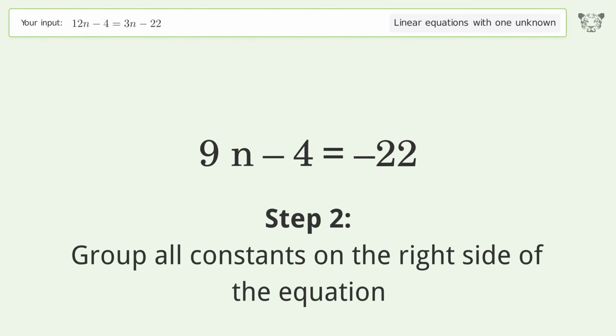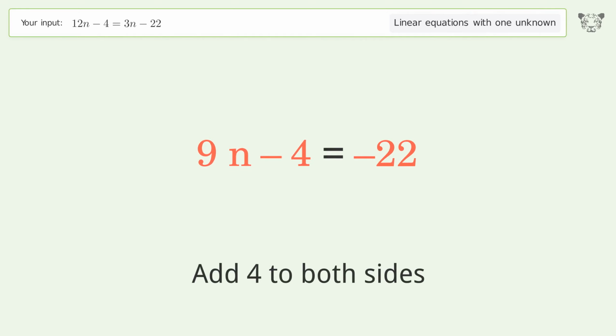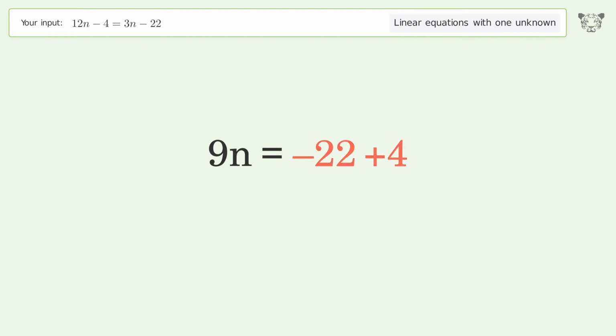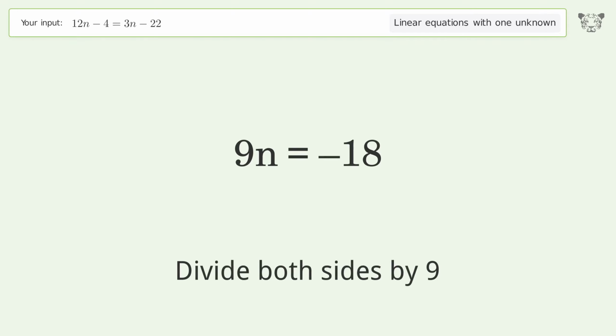Group all constants on the right side of the equation. Add 4 to both sides. Simplify the arithmetic. Isolate the n. Divide both sides by 9.